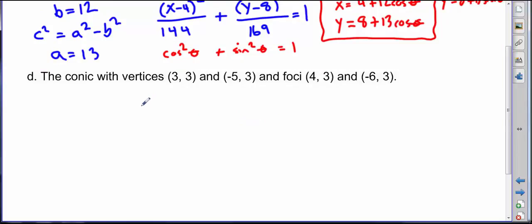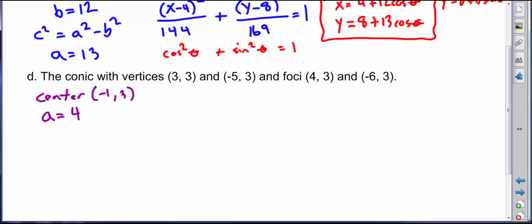All right, our last one. This time it doesn't tell us which conic it is, but it tells us that we have vertices and foci. Now, if we know the vertices are at (3, 3) and (negative 5, 3), we know that the center is at (negative 1, 3). We know that the a value here would have to be 4. And then let's see, we have foci that are further away from the middle than the vertices.